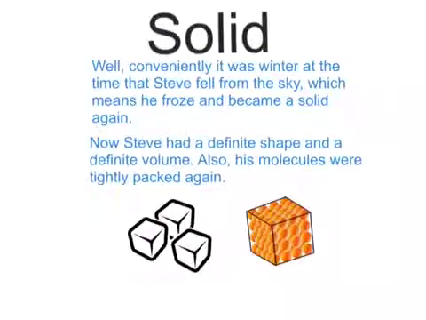Well, conveniently it was winter at the time that Steve fell from the sky, which means he froze and became a solid again. Now Steve had a definite shape and a definite volume, and also his molecules were tightly packed again, as you can see here on the image again. And also now he was one of these things again, an ice cube. Now he was a solid again.